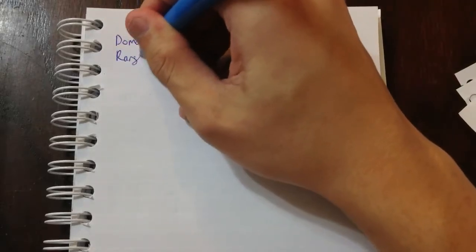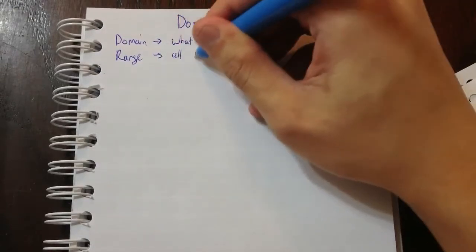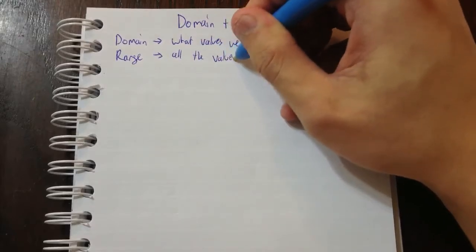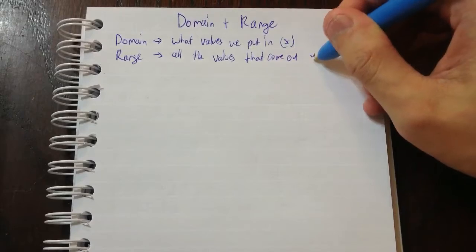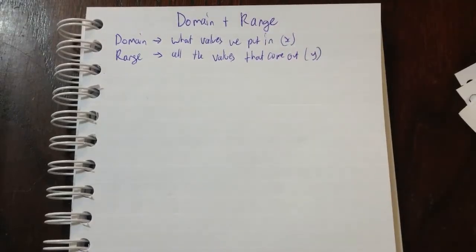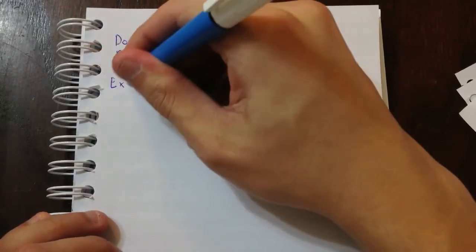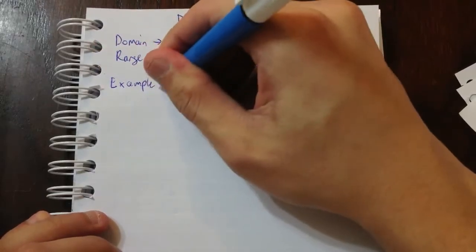Range is all the values that can come out. And that's usually y. Okay? Simple. So I'll give you an example now. So example 1, to show you how to use all these.